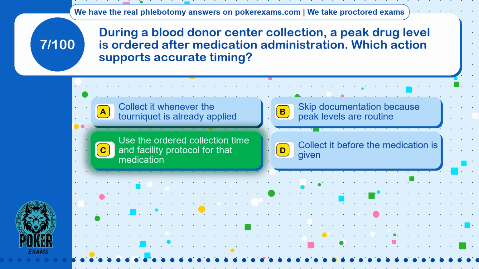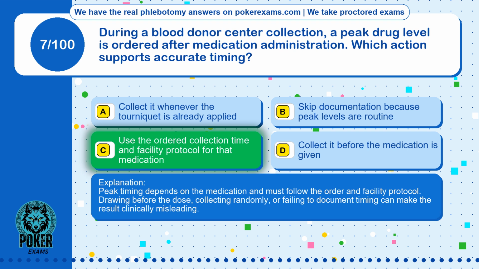The correct answer is option C. Use the ordered collection time and facility protocol for that medication. Peak timing depends on the medication and must follow the order and facility protocol. Drawing before the dose, collecting randomly, or failing to document timing can make the result clinically misleading.